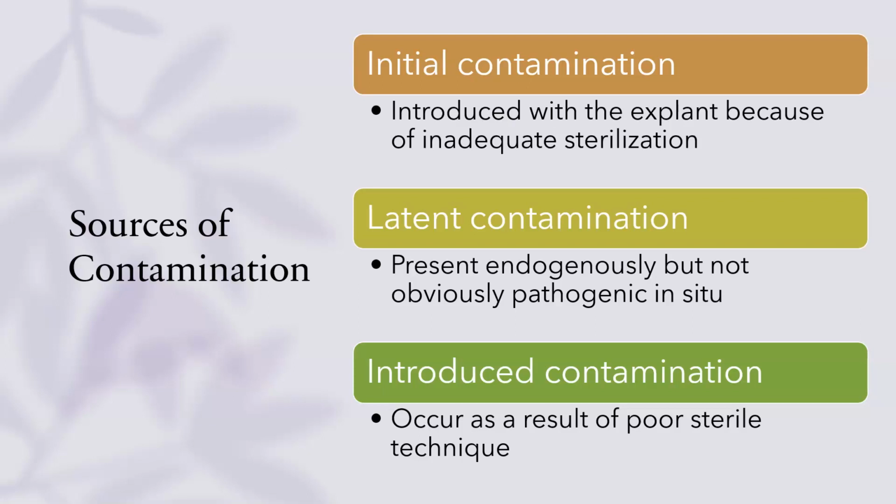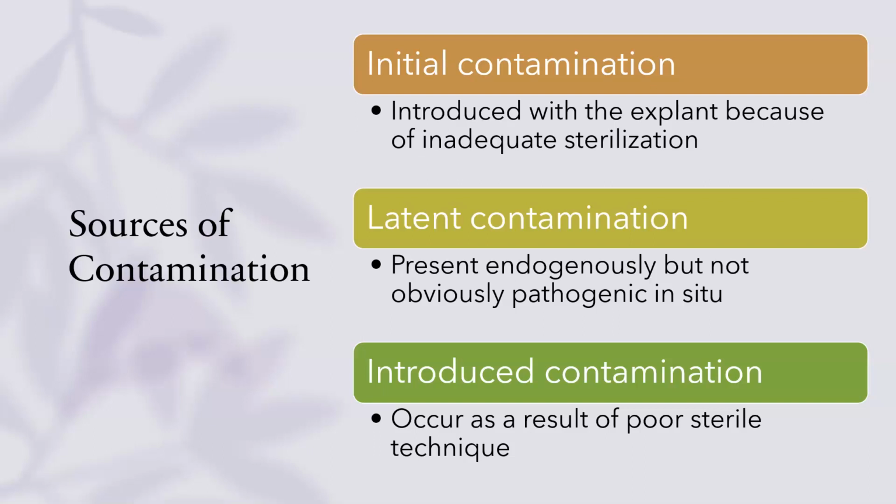Contamination in tissue culture can originate from two sources, either through carryover of microorganisms on the surface or in the tissues of explants, or through faulty procedures in the laboratory and tissue culture technique. Most contamination is introduced with the explant because of inadequate sterilization or just very dirty material harvested from the field. Initial contamination is obvious within a few days after cultures are initiated.